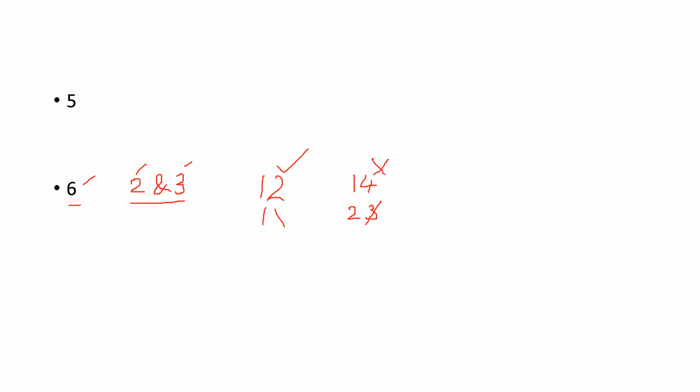That is, it should be divisible by 2 and it should be divisible by 3. Then only that entire number will be divisible by 6. Okay. Now we are going to discuss the divisibility rule of 7. We have already discussed the rules of 2, 3, 4, 5, 6, 8 and 9. This rule of 7 is somewhat different.